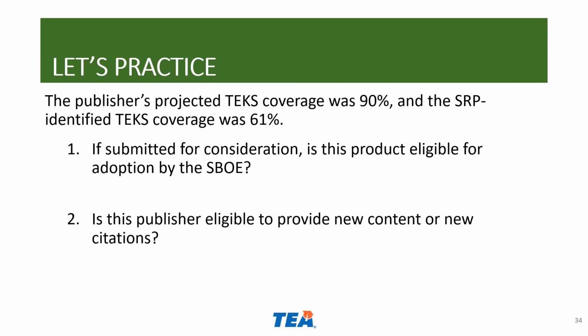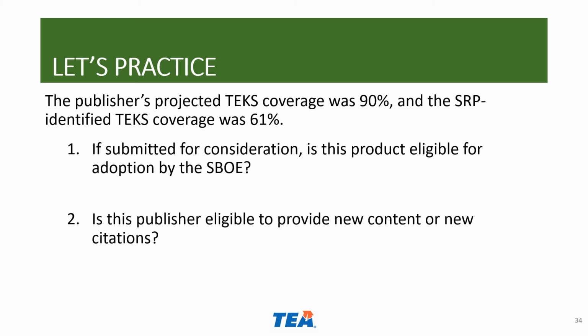Now we are going to work through some scenarios to make sure you really understand the difference between eligibility for new content or new citations and, if submitted for consideration, eligible for adoption by the State Board of Education. If you didn't already grab a calculator, please pause the video and grab one now. You can use your phone.